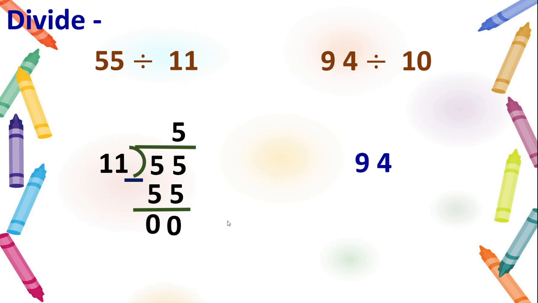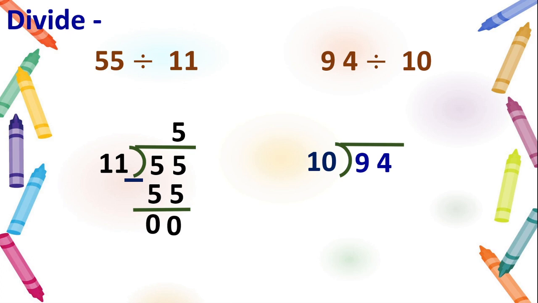Okay. Next one, 94 divided by 10. So 94 is the dividend, so it will remain inside the symbol, and 10, that is the divisor, moves outside. Now we are going to use the 10 times table. Here 10 5s are 50, 10 6s are 60, 10 7s are 70, 10 8s are 80, 10 9s are 90, 10 10s are 100.